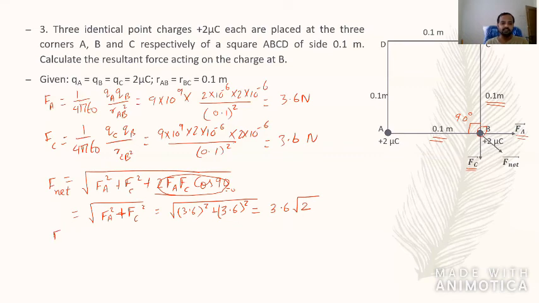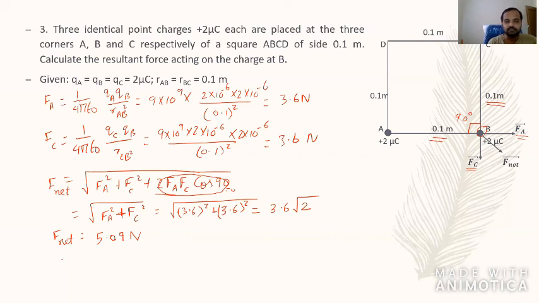So F net, that is the net force acting at point B or acting on the charge at B, will be equal to 5.09 Newton. Okay, so this is about your net force acting on the charge of 2 microcoulomb which is placed at B. Now we also have to find out what is the angle.